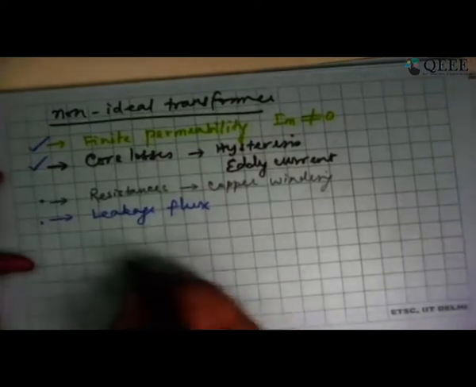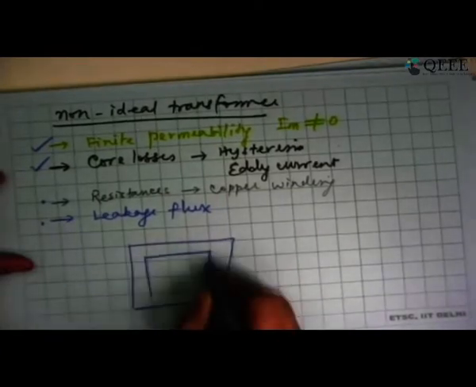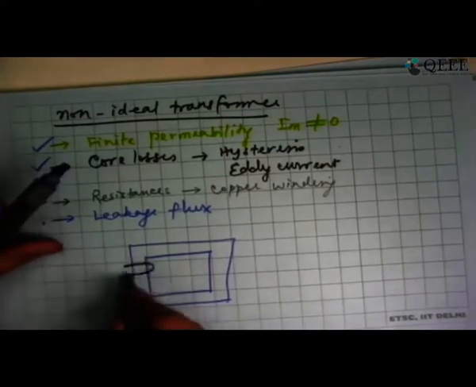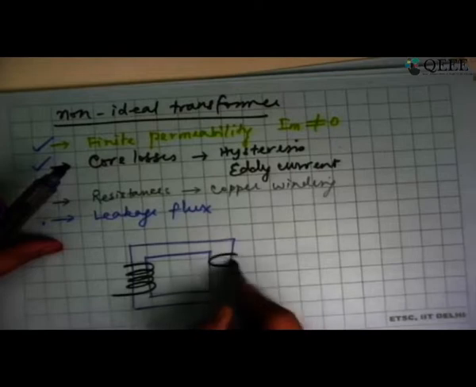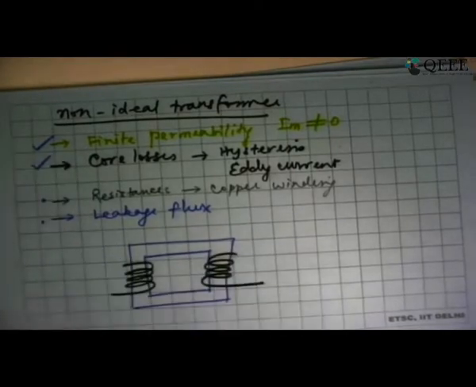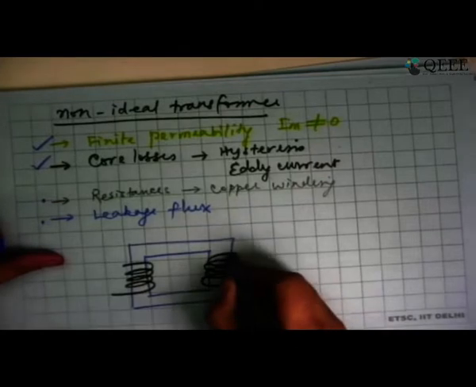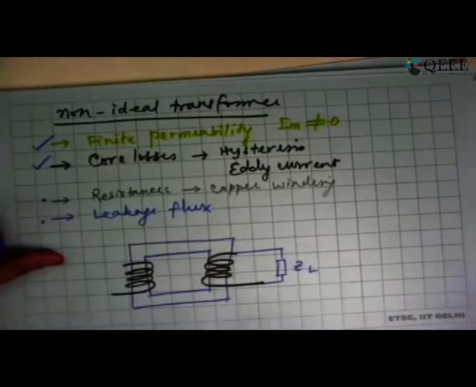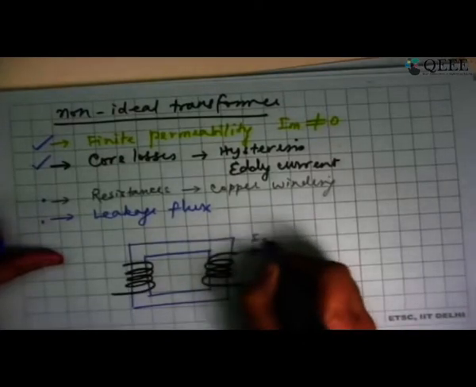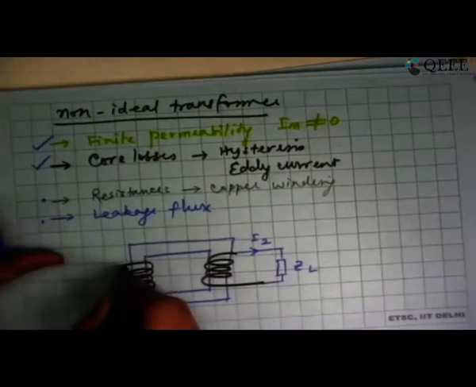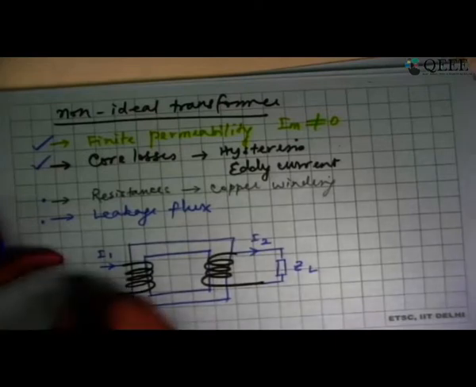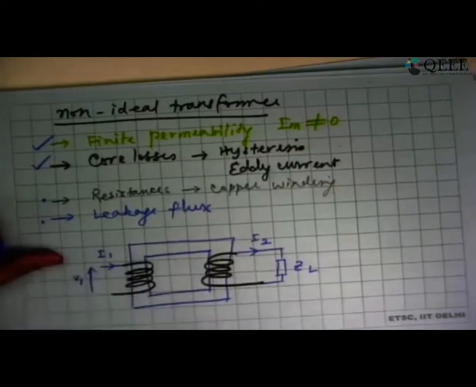So let us say this is our transformer. I am taking a core type construction. We have one winding here, which is the primary winding. This is our secondary winding. I'm going to connect the load here. This load, let me call it ZL. Let's say the current that is flowing is I2. That is going to make another reflection current here. Let me call that I1. Here is the voltage that I am applying, V1.